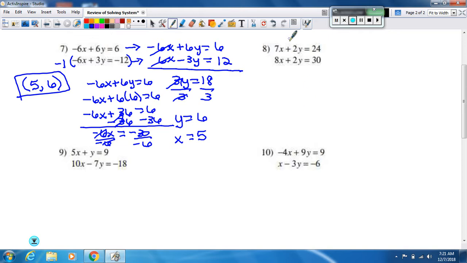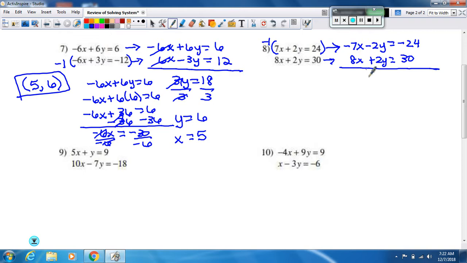Okay, on the next one, if I look at it carefully, if I take one of the equations and multiply by negative 1, let's do the top one this time, the y's will cancel out. You can choose either equation to work with. Your final answer, if you do your algebra correctly, will be the same. So negative 1 times 7x is negative 7x. Negative 1 times 2y is negative 2y. Equals negative 1 times 24, which is negative 24. The bottom equation, I'm going to leave it alone. So 8x plus 2y equals 30.